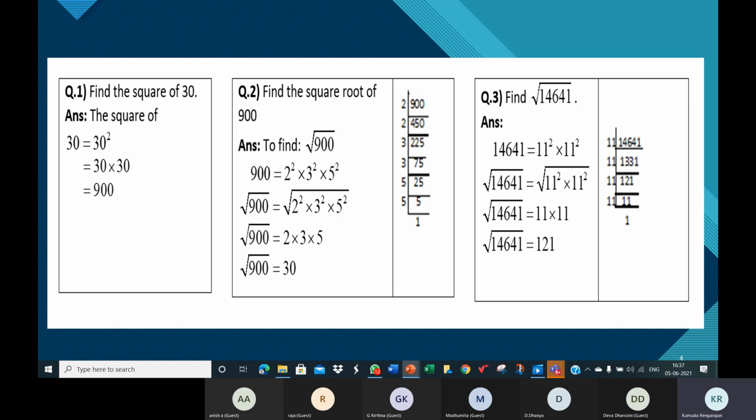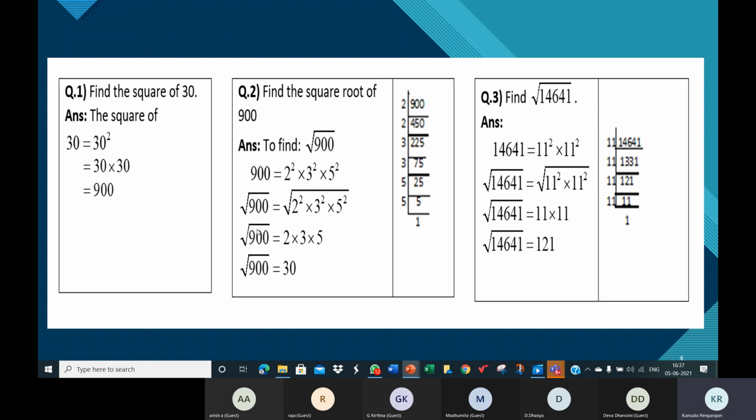Is the first step understood? Yes, ma'am. Okay, now next is taking square root on both the sides. So the square root of 900 is equal to the square root of 2 squared into 3 squared into 5 squared.